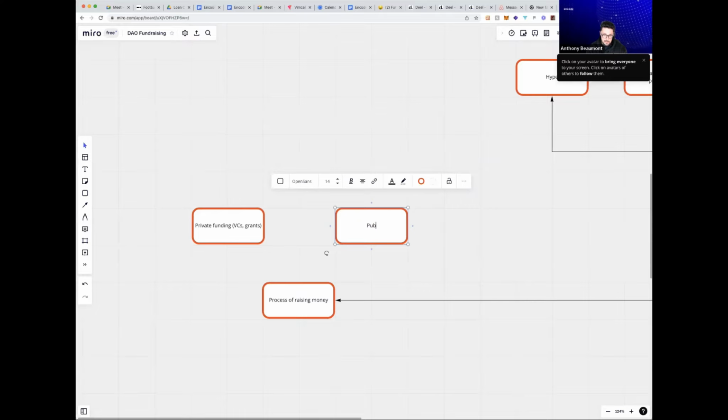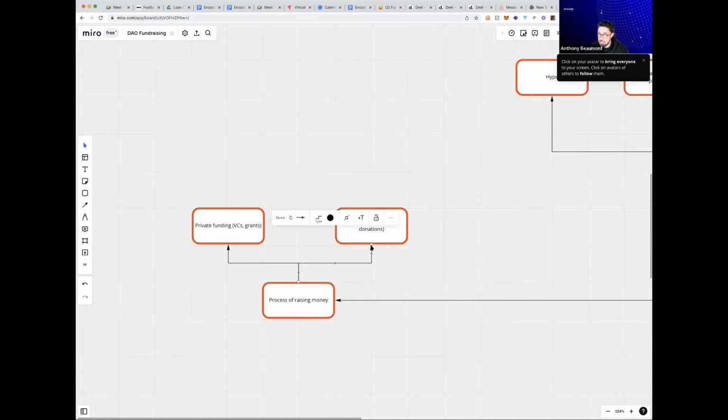And second is public funding, which is, I guess, more traditionally ICOs, but it's like donations. We'll call it that: ICOs, donations, etc. So this is a thing in DAOs.